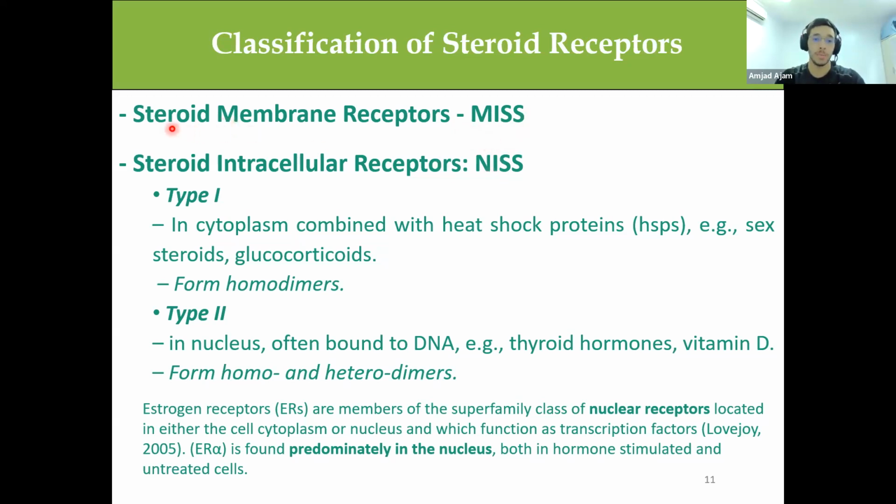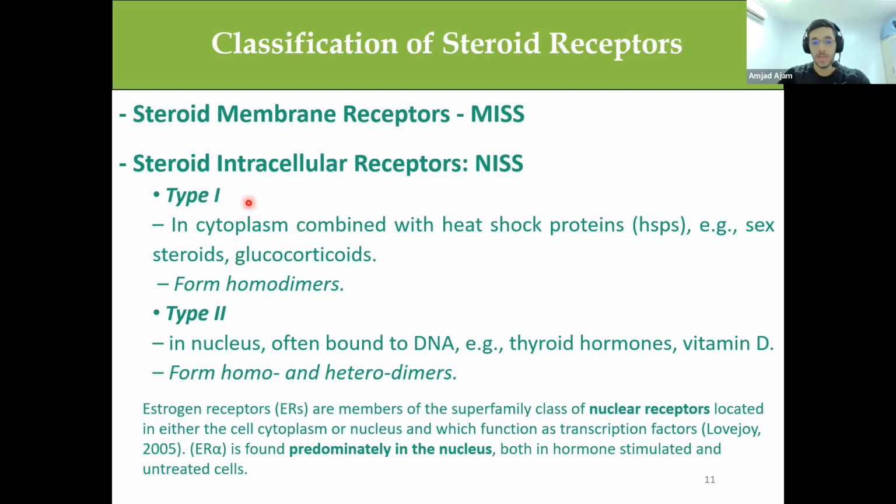We will discuss them. But for the steroid membrane receptors, from its name, the steroid receptor is found on the membrane of the cell. So it's not in the cytoplasm, it's not in the nucleus, it is only present at the membrane. The other classification of the receptors is the intracellular, which is considered the NES, or nuclear-initiated. This category is subclassified into two types, type 1 and type 2.